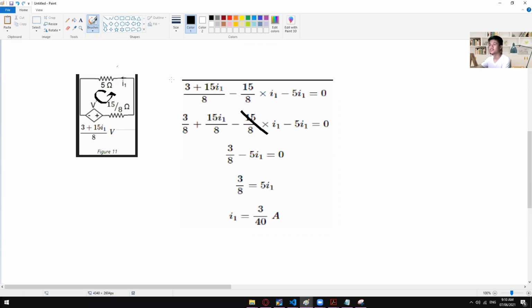Okay, so we cannot add those two, since this one has another variable, which is I sub 1. So that is why we cannot add those two. Okay, but in here, okay, so 15 over 8. What happened right here? 15 times 5 is 75 divided by 8 is 9.375.